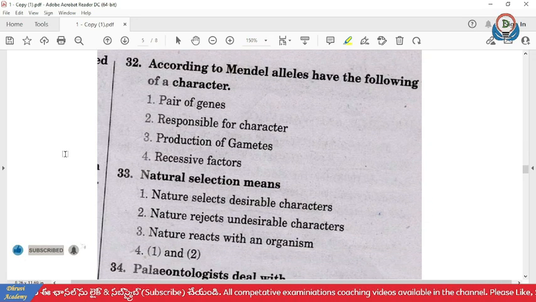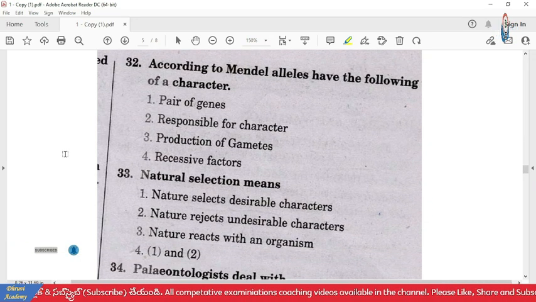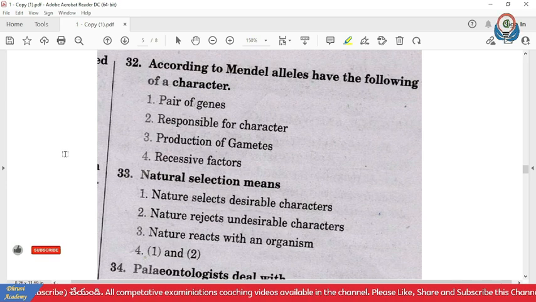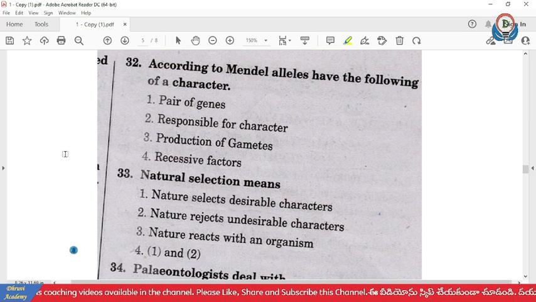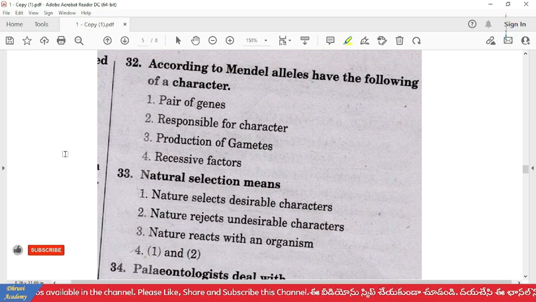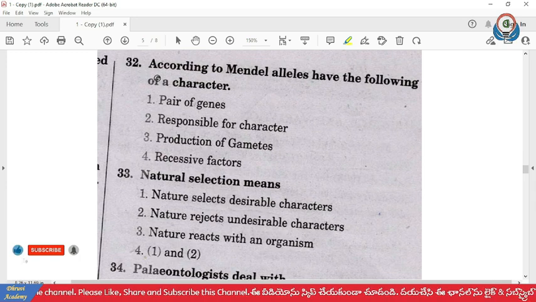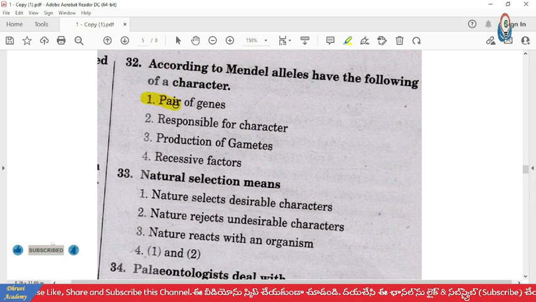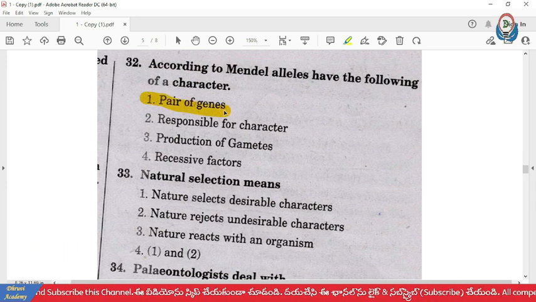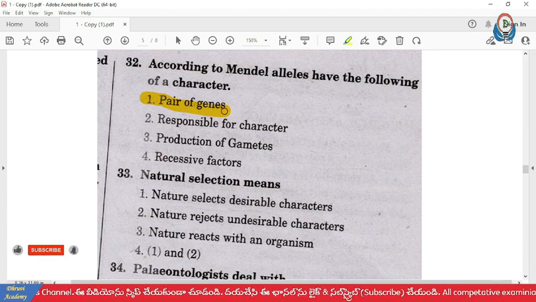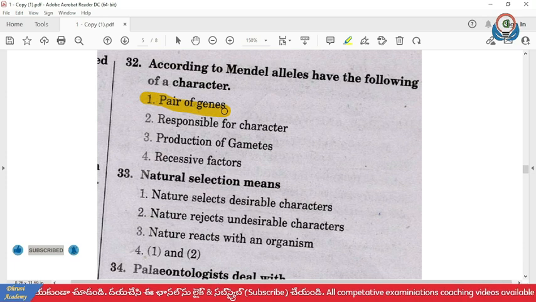Next one. According to Mendel, alleles have the following character. Is it a pair of genes, or second, responsible for character, or third, production of gametes, or fourth, recessive factor? The answer is a pair of genes. These are pairs of genes, meaning they are both homozygous and heterozygous.